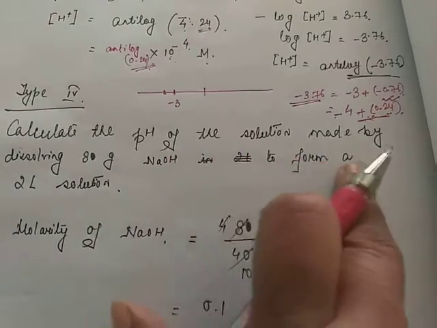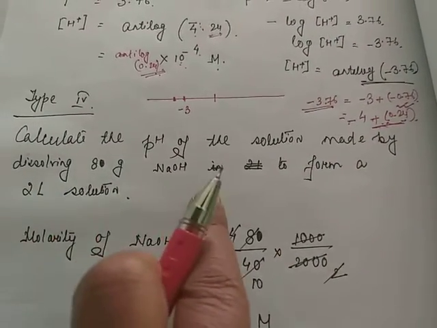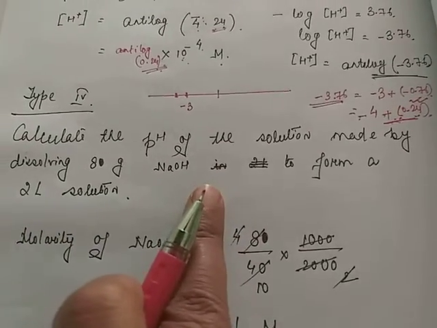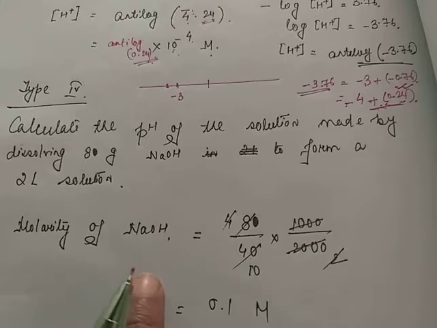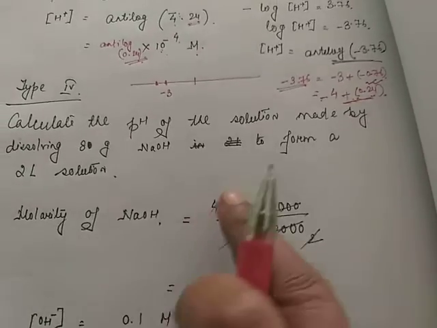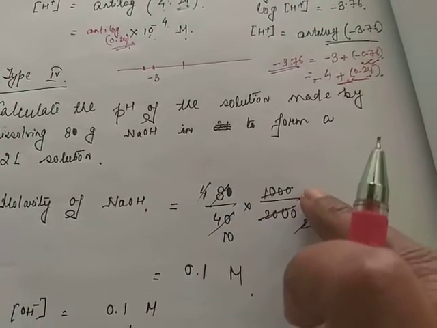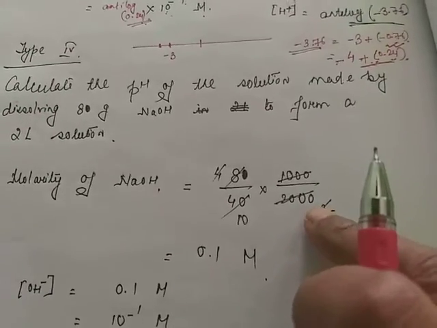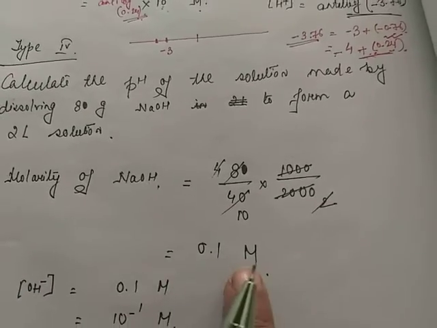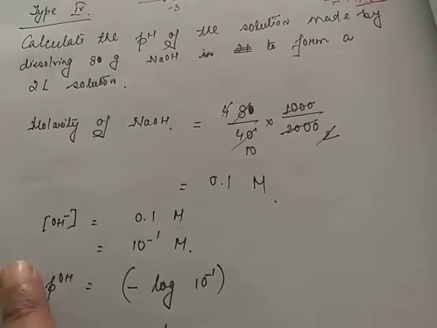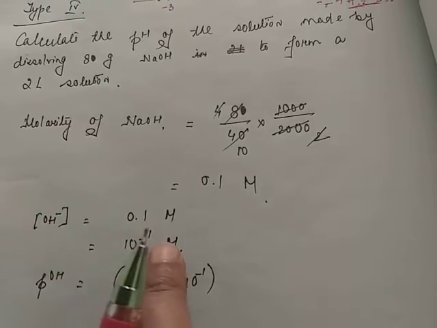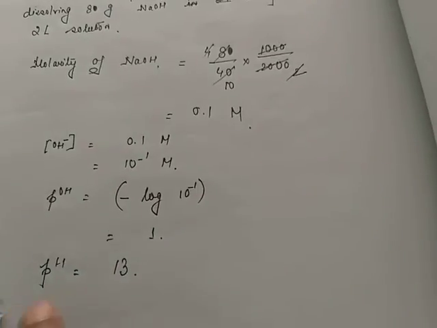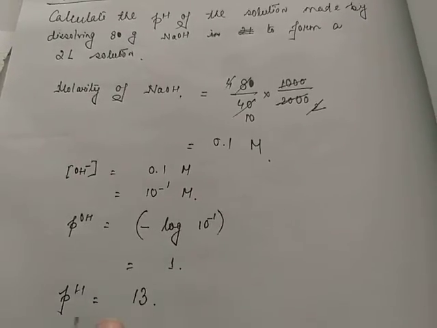Calculate the pH of the solution made by dissolving 8 gram NaOH to form a 2 liter solution. Here the molarity is not given, so we have to first find the molarity as mass by molar mass into 1000 by volume in milliliter, or we could make it 1 by volume in liter. So we got the molarity as 0.1 M. OH minus concentration is 0.1 M or 10 to the power minus 1. So pOH is 1. Hence pH is 14 minus 1, that is 13.